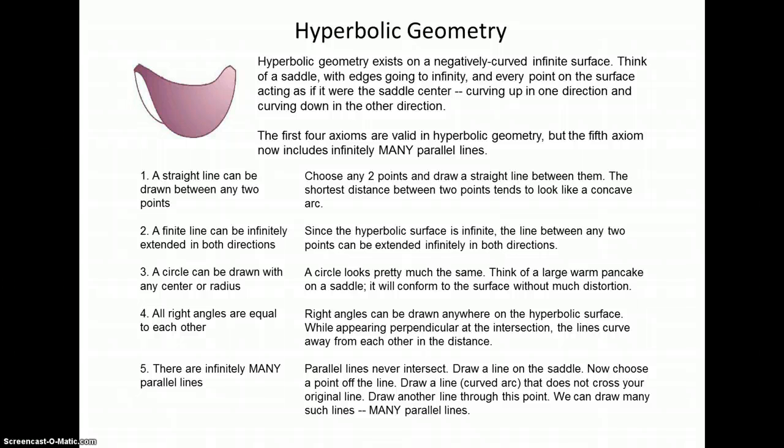And the fifth postulate or axiom? Parallel lines never exist, remember? So draw any line you want on the saddle. Now choose a point on one side of the line. Draw a line that does not cross your original line. Draw another line through this point. You can draw as many as you want because there are infinitely many possible lines that do not intersect your first line but still go through that point. There are many parallel lines.